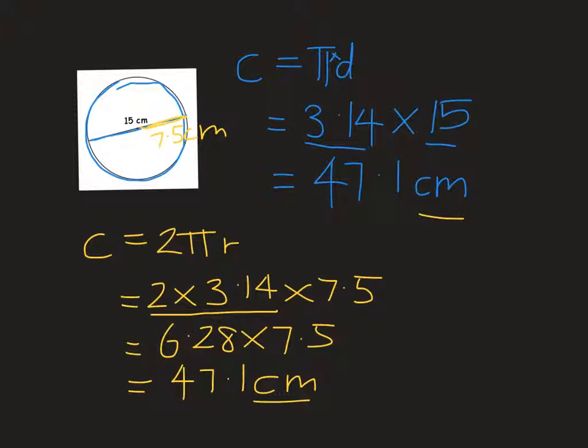Good luck in trying to find the circumference or perimeter of circles. Remember, the two formulas you can use are pi times the diameter, or 2 times pi times the radius, where the diameter is the distance across the circle going through the center, and the radius is the distance from the center of the circle to anywhere on the outside of the circle.